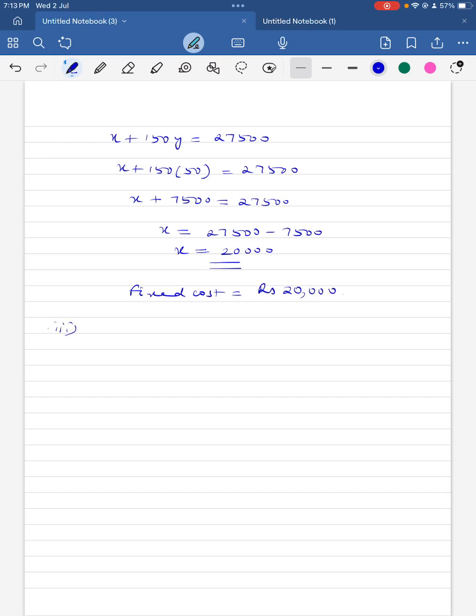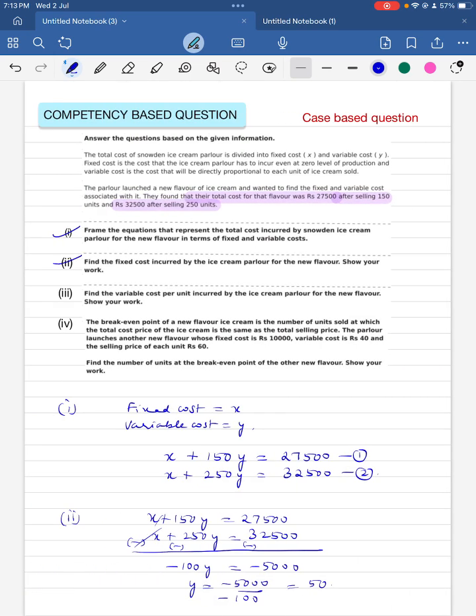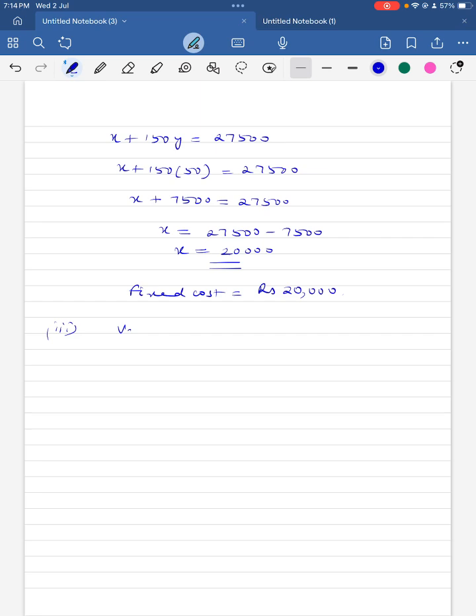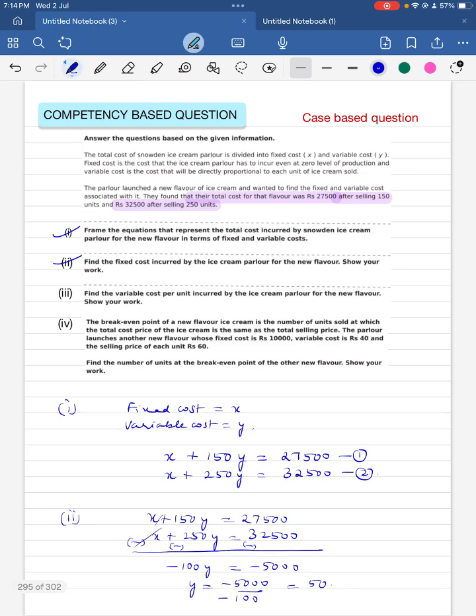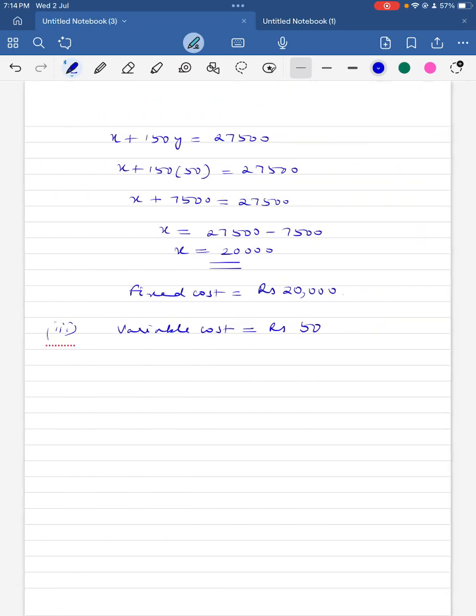Now in the third part, they're asking you to find the variable cost per unit incurred by the ice cream parlor for the new flavor. Okay, now here we've already found out the variable cost. That is, variable cost we had assumed as Y, and that we found out in the previous part as 50. So that's the answer to the third part.